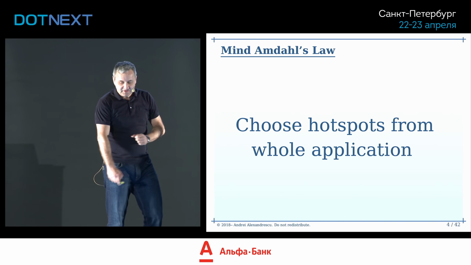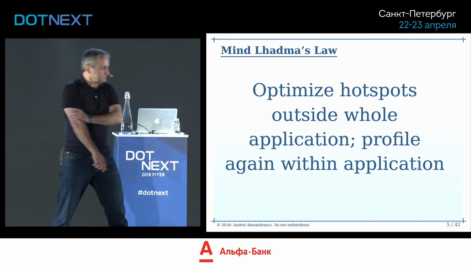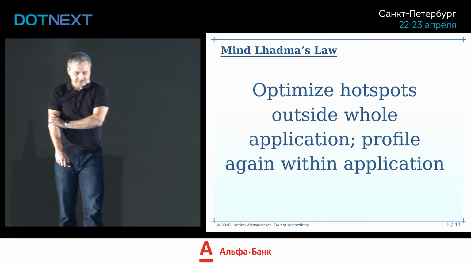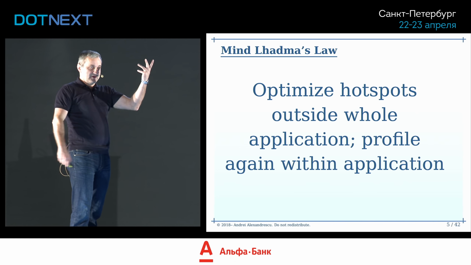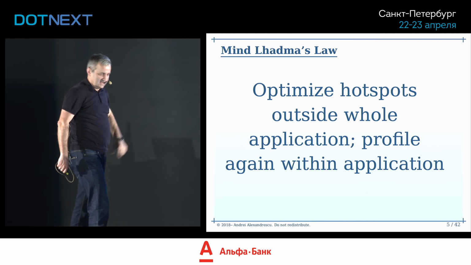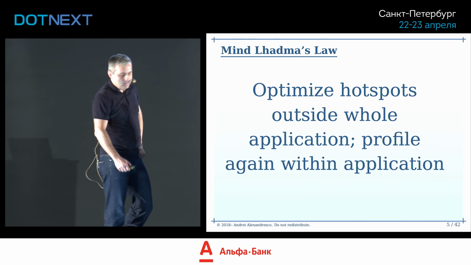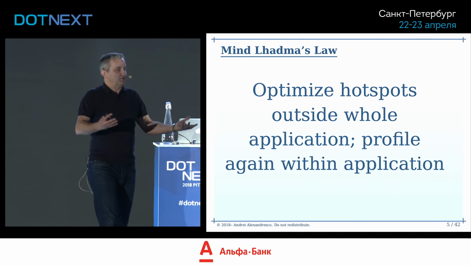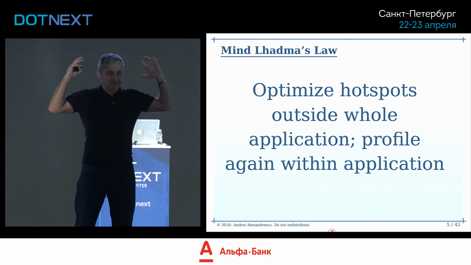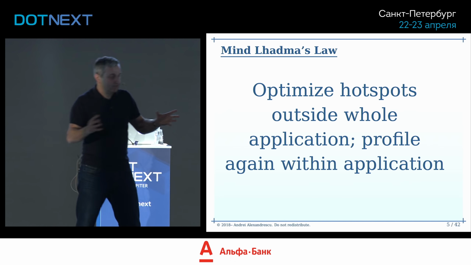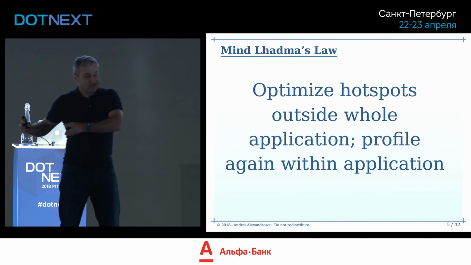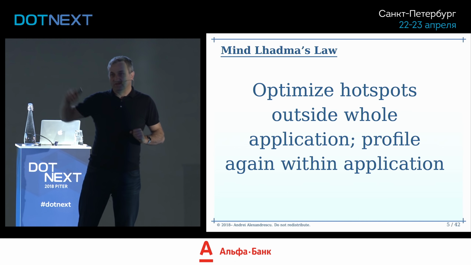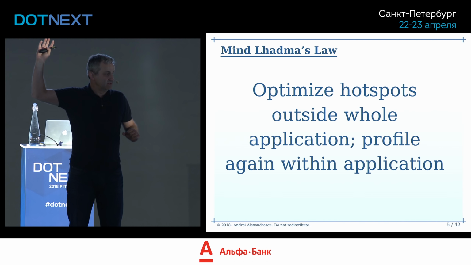This is a classic. Choose hotspots from the whole application. And then the interesting thing is to profile again within the application. This would be Ladma's law, which is not a real guy. It's just Amdahl spelled the opposite way. And the trick here is, why do you think you want to do this? You want to focus on the biggest time spender. You want to take it out of the large application, work on it, put it back, test again. Why do you think that would be the case to perform optimization that way?